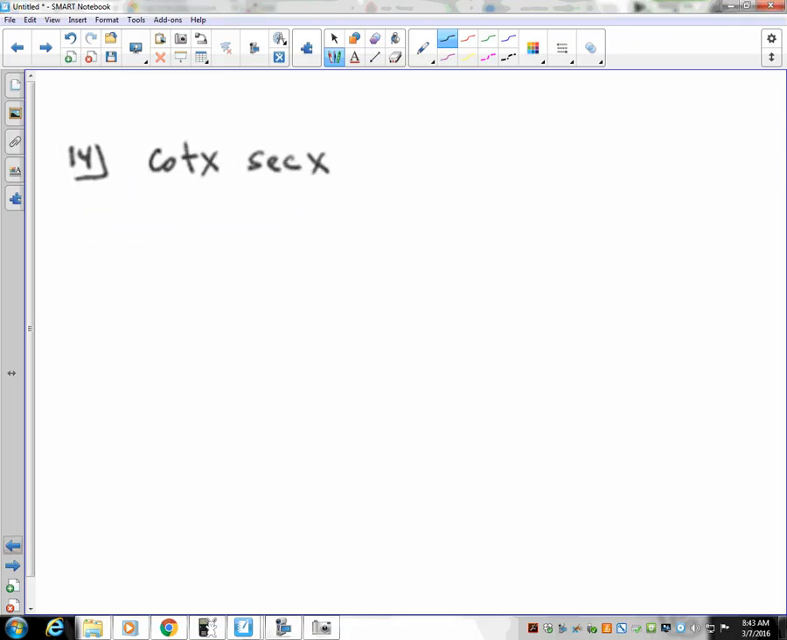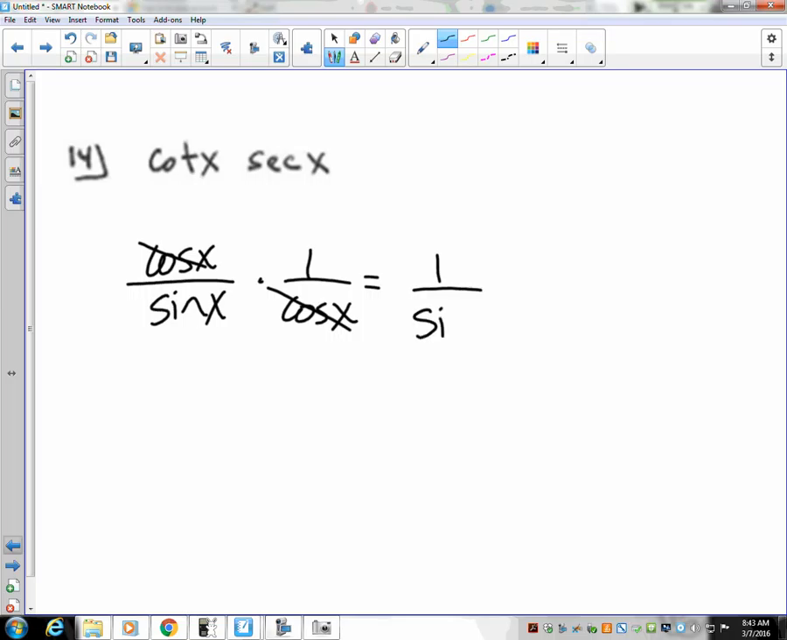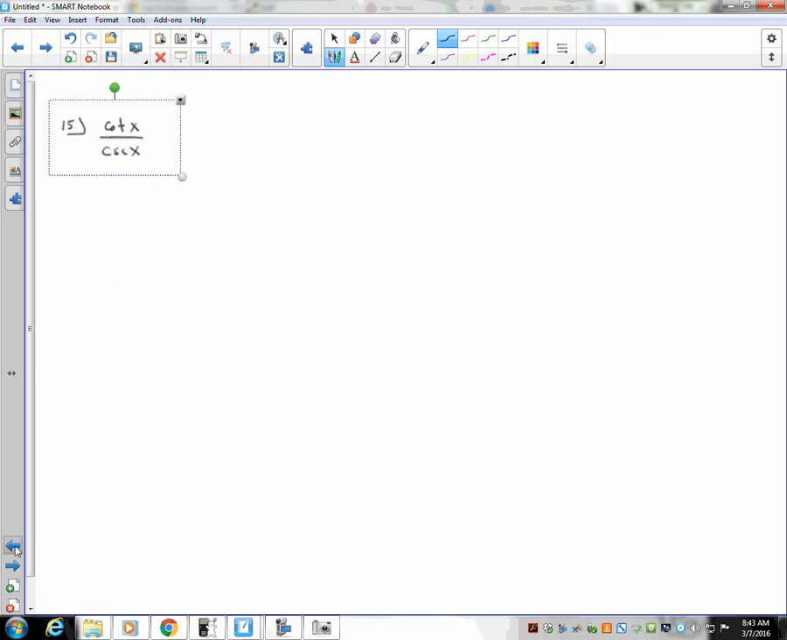Okay, number 14, just simple multiplication, so probably changing everything to sine and cosine here. So we can do cosine x over sine x times secant, which would be 1 over cosine x. Now the cosine x's would cancel, so this leaves me with 1 over sine x. And by my reciprocal identity, 1 over sine is cosecant.